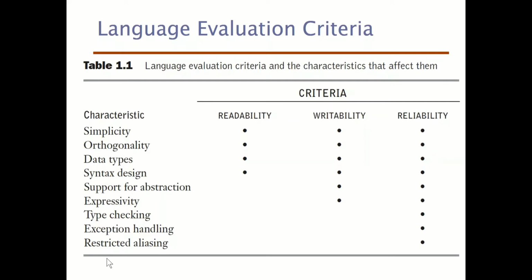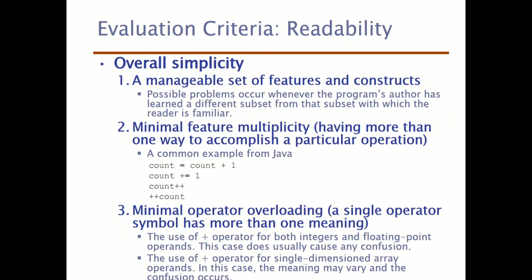Okay, restricted aliasing. So this is another factor for evaluation, and it's actually a matter of reliability, and we'll explain about it in a while. I'll leave its explanation until then because it's a bit specific. That's why I'll leave it to its slide.